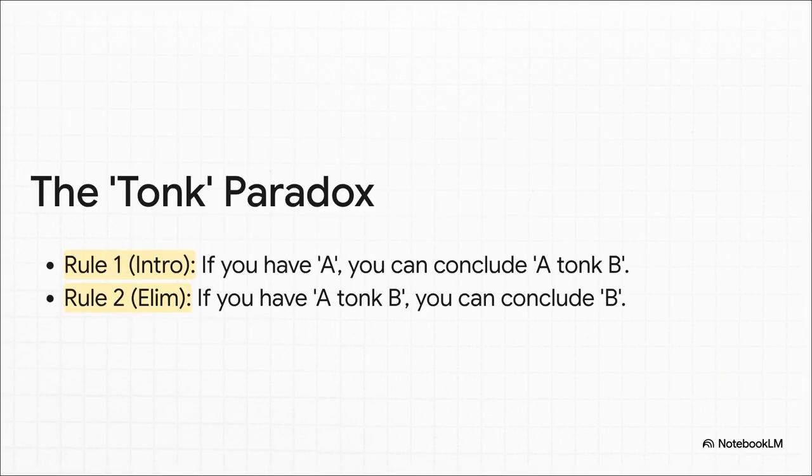And this is the perfect, most absurd example of just how bonkers it can get. Let's look at the famous Tonk paradox. Imagine we just invent a new word, Tonk, and we give it two simple rules. Rule 1, the introduction rule, says if you know A is true, you can say A Tonk B for literally any B you want. Rule 2, the elimination rule, says if you have A Tonk B, you can just go ahead and conclude B. Do you see the problem yet?